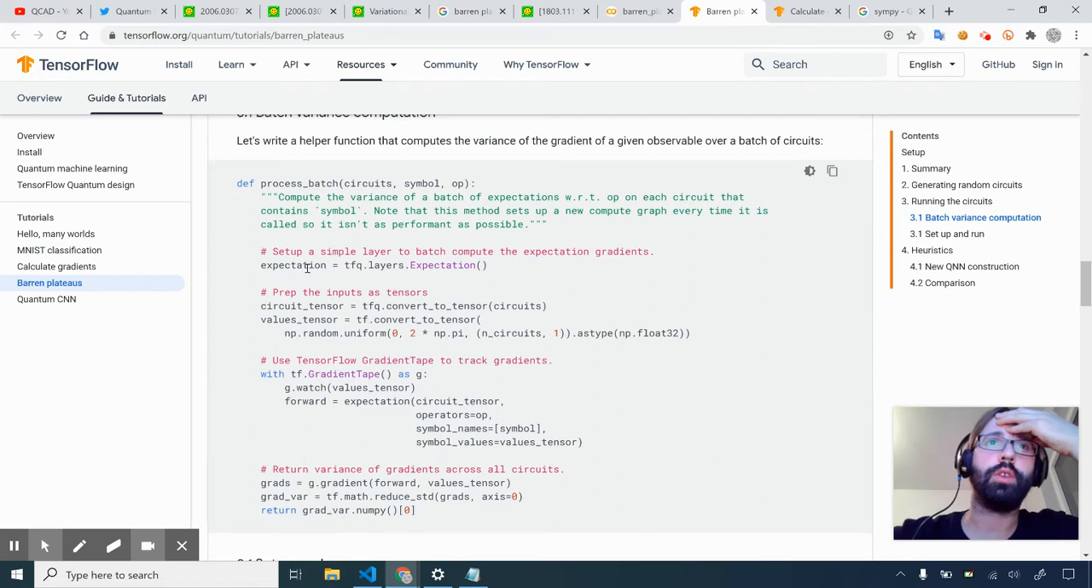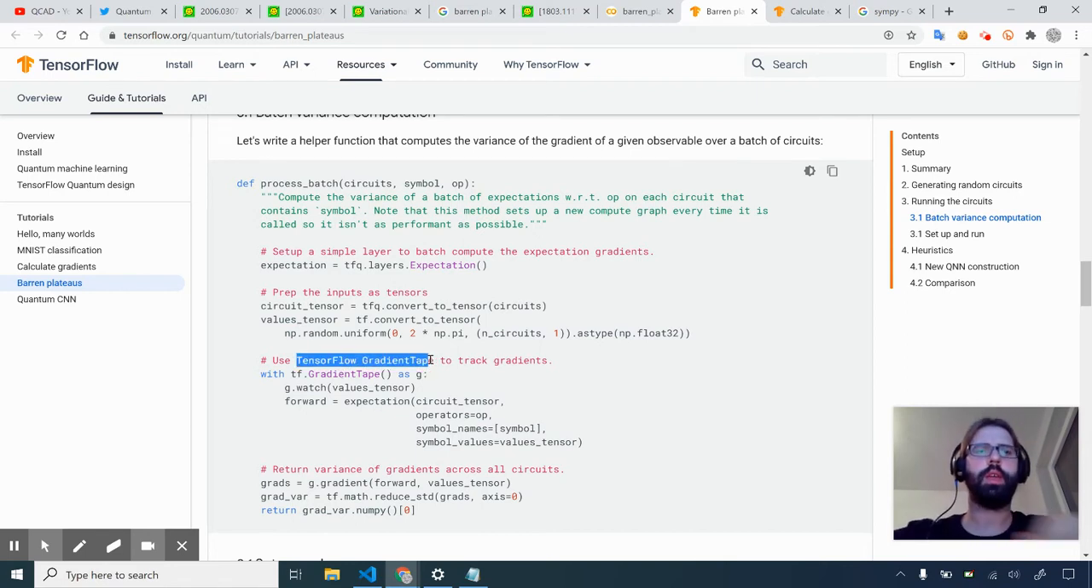Process batch. So you get the expectation. Set up a simple layer to batch compute the expectation gradients. Prep the inputs as tensors. So circuit tensor. I almost forgot how the whole thing worked, right? You had circuits as tensors, values tensors, yeah. And then you use TensorFlow gradient tape to track gradients.